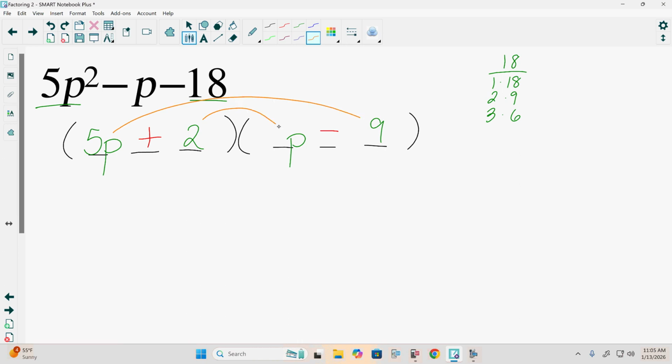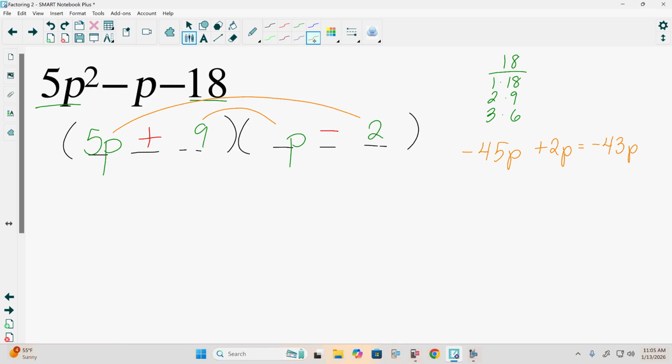Let's try this here. 5p times negative 9, 5 times negative 9 is going to be negative 45p. 2 times p is going to be plus 2p. Negative 45p plus 2p is going to be negative 43p. Is that the middle term we wanted? No. So the first thing we can try is flipping 2 and 9 and see how that changes the middle term.